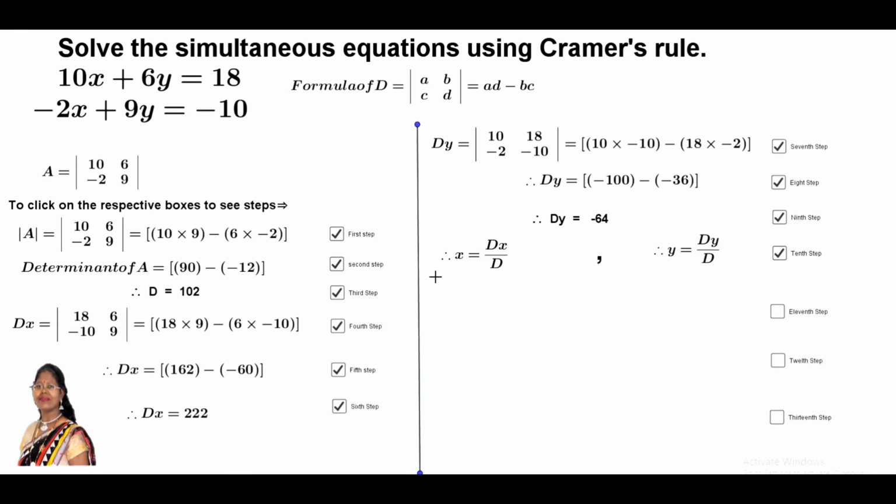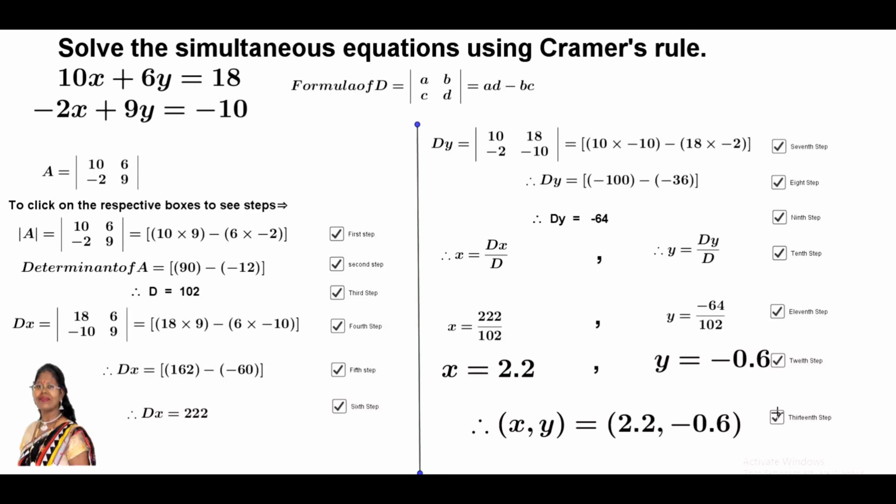Tenth step. x is equal to dx upon D and y is equal to dy upon D. Next step, x is equal to 222 divided by 102, because D is equal to 102, and y is equal to minus 64 divided by 102. The values of D and dy are written. Next step, therefore x is equal to 2.18 and y is equal to minus 0.6. And the last step: the values of x, y are 2.18 and minus 0.6. These are the solutions of the given simultaneous equations.